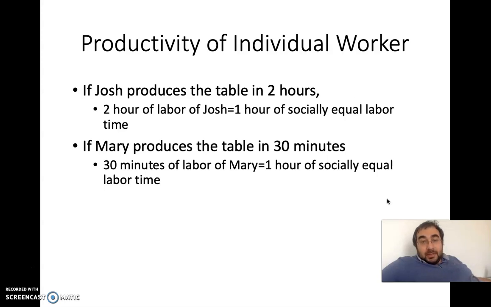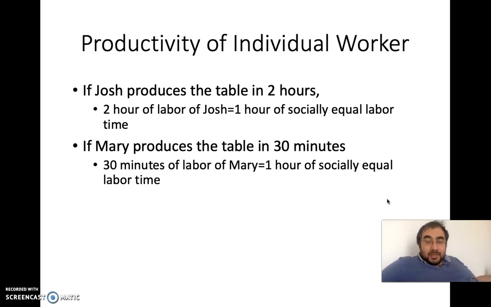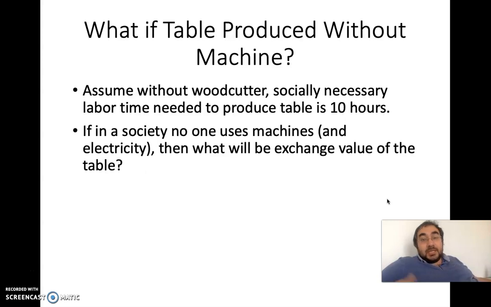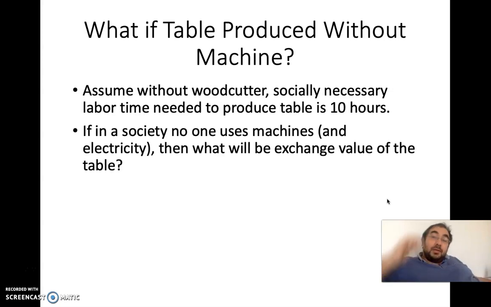But another thing that can take part in determining the labor time, that is, the value that is added by the workers, is the machinery that is used. And for that, I have a third person called Kate. And the effect of machinery can be looked upon in two different ways.